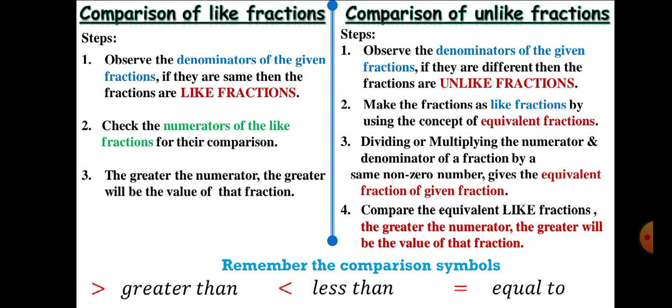Then we have the comparison of unlike fractions. You have to observe the denominators of the given fractions. If they are different and they are unlike fractions, you have to make them like fractions by using the concept of equivalent fractions. Multiplying or dividing the numerator and denominator of the given fraction by the same non-zero number gives you an equivalent fraction. So you can do that.